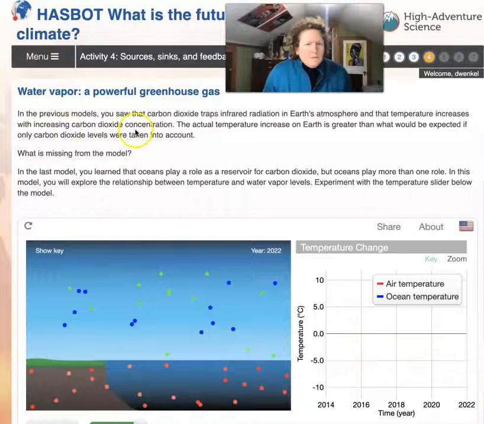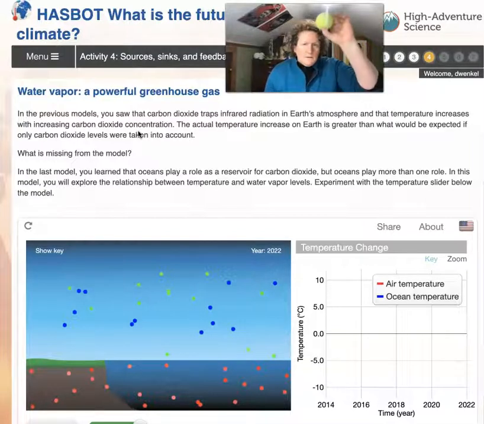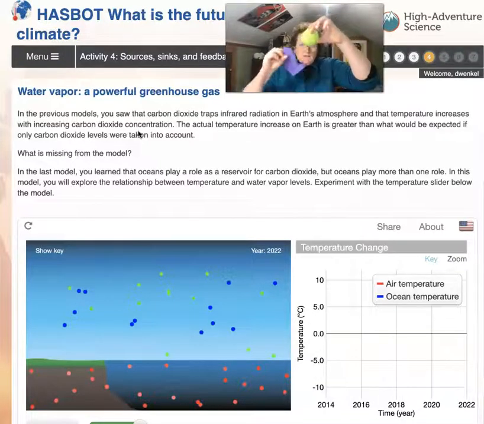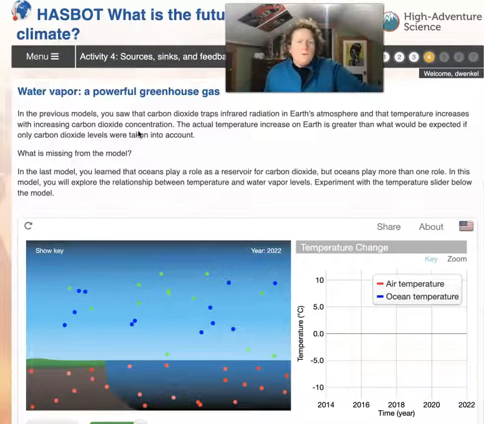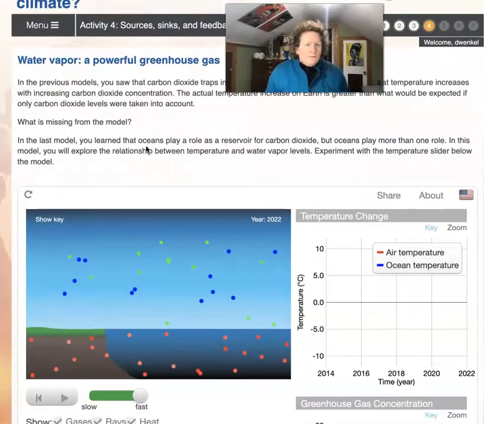In the previous model, you saw that carbon dioxide traps infrared radiation in the Earth's atmosphere, and the temperature increases with increasing carbon dioxide concentration. So the more carbon dioxide there is in the air, the more opportunity that infrared radiation has to heat up the carbon dioxide and be re-radiated towards Earth, or the blanket gets thicker. What's missing from the model? Well, in the last model, you learned that oceans play a role as a reservoir for carbon dioxide. But oceans play more than one role.